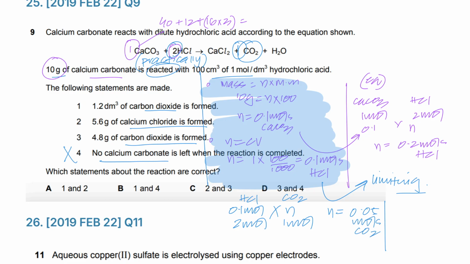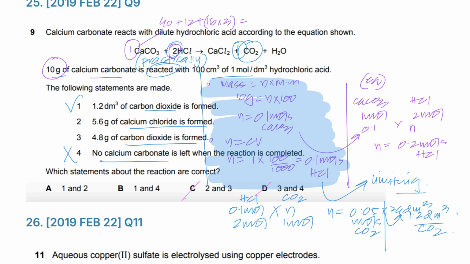And now I need to convert this into volume. So 0.05 times 24. What do I get? I get 1.2 dm cube. So yes, indeed, I need to multiply this with 24 dm cube to find out the volume of carbon dioxide. So yes, in fact, 1.2 dm cube of carbon dioxide is being formed. So 1 is true. And if 4 is wrong, you could eliminate C and D.